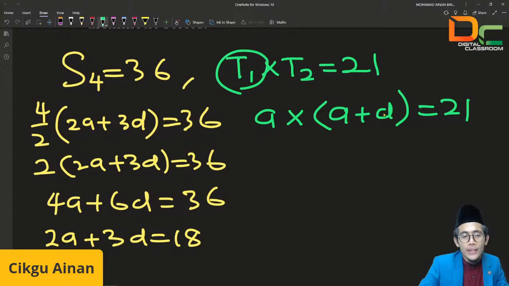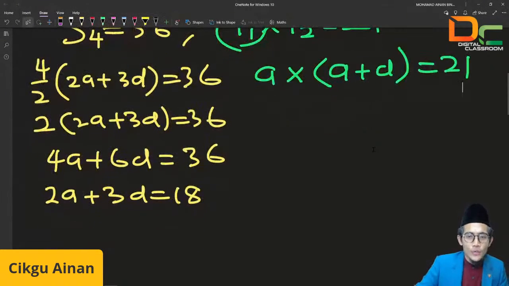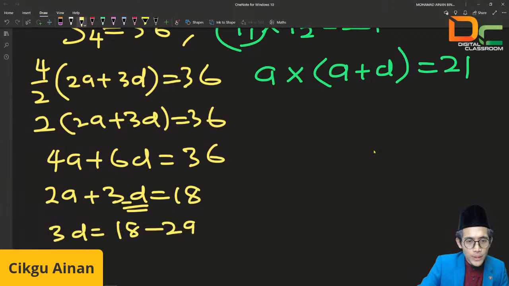21. Got it there. Yes. Now, for this one, we are going to substitute a variable into another. This is simultaneous. So what we are going to do is, this one, the yellow one over here, we get D right over here. Okay, so 3D equals 18 minus 2A.